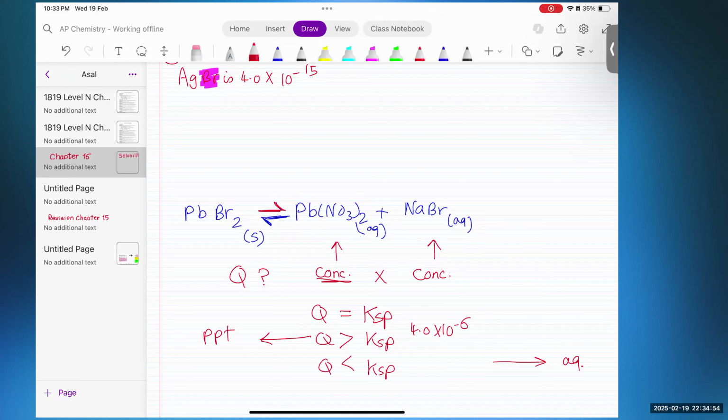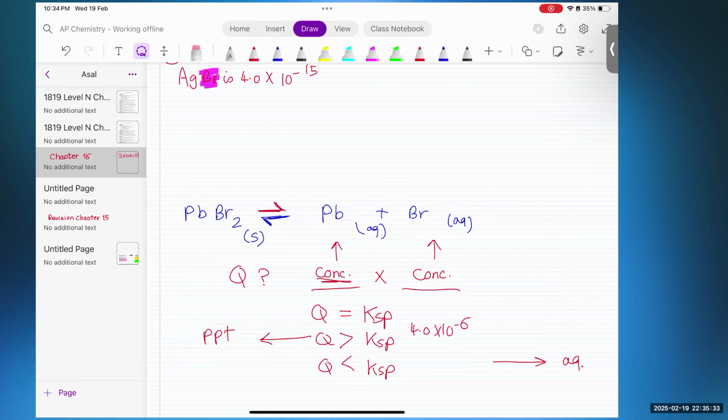So let's find the concentrations. How do I find the concentrations of lead nitrate and sodium bromide? I need the lead concentration and the bromide concentration, because when I find the concentrations, I can multiply them by each other. Once I multiply them, I will get the lead bromide Q, and then I can compare it against the KSP. So let's find the concentration of lead and bromide in the solution.